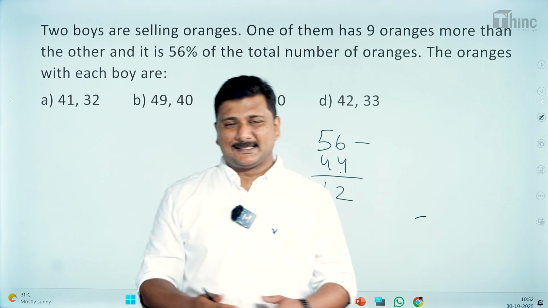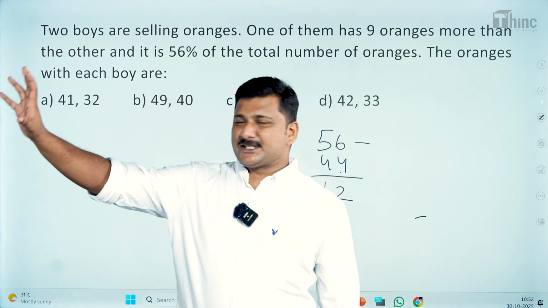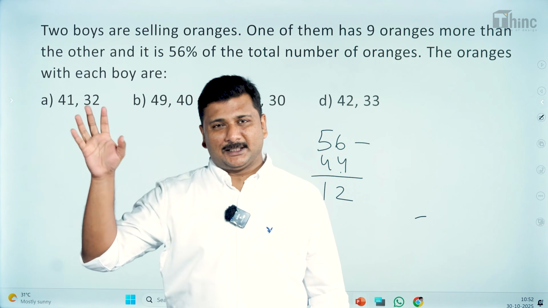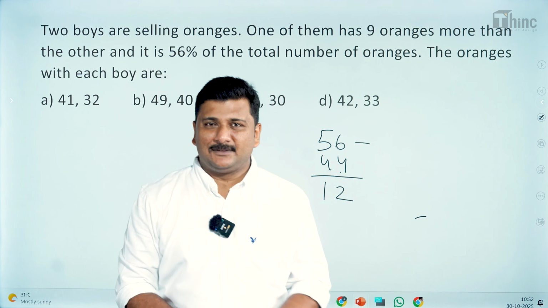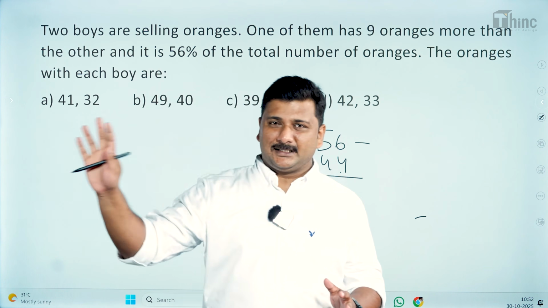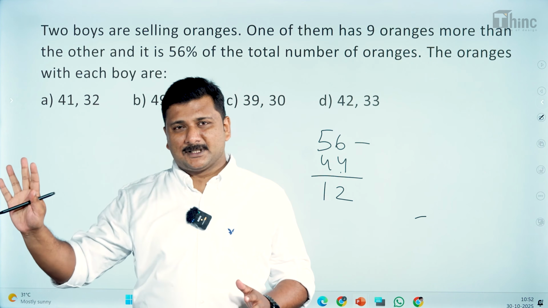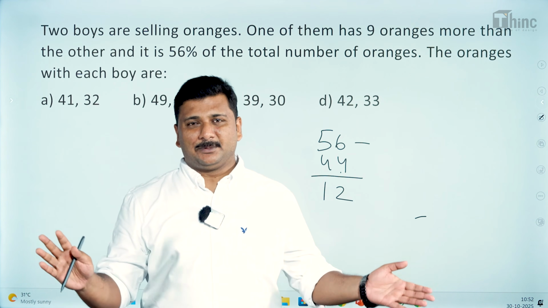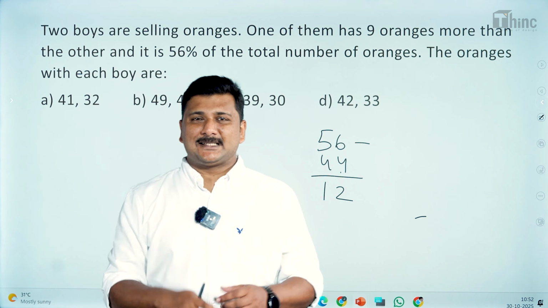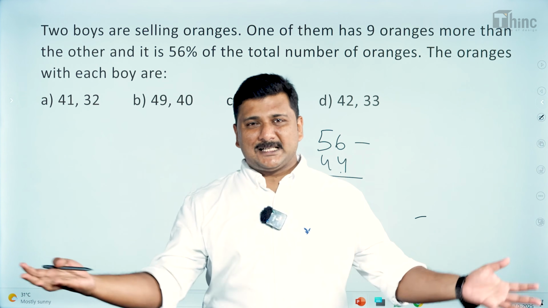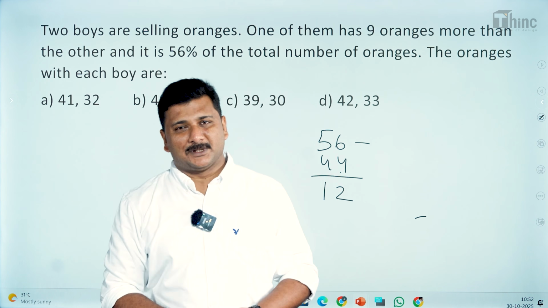Okay, so let me see if there is somebody who hasn't connected it. Let me just give you another example. Let's say 70% of the total oranges is with one boy. That means obviously the remaining 30% will be with the other boy, right? So the difference between 70 and 30 is 40. So the difference between the oranges with them is nothing but 40% of the total.